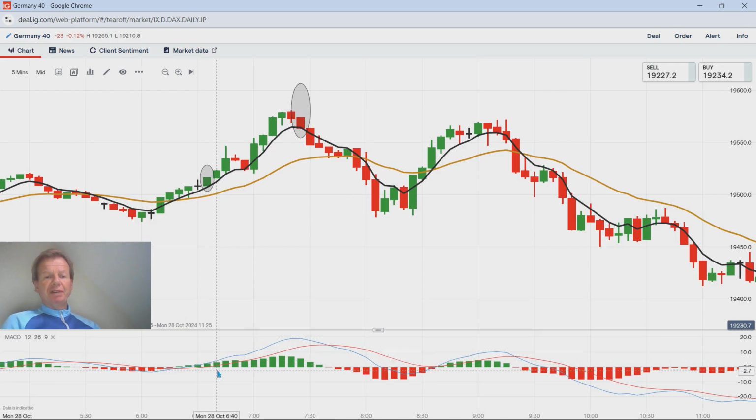If you look down here, what happens is the MACD, when the blue line crosses the red and you see these green bars here, that means the price is increasing. When it crosses the red coming down and you see these red bars, it means the price is decreasing, and it decreases more the bigger the candlestick bar.